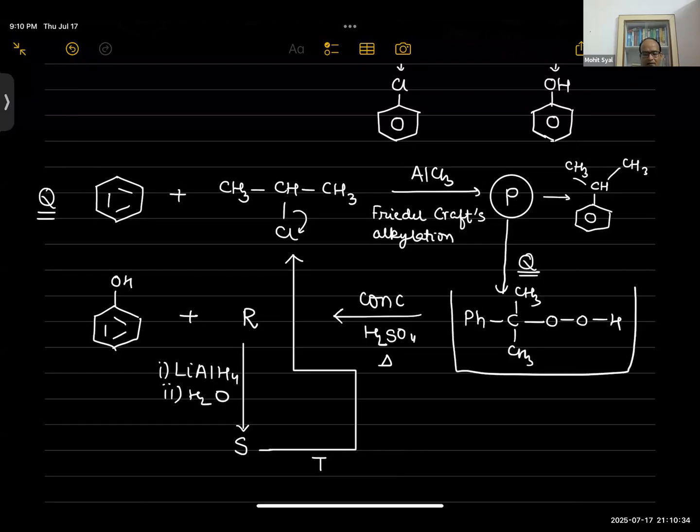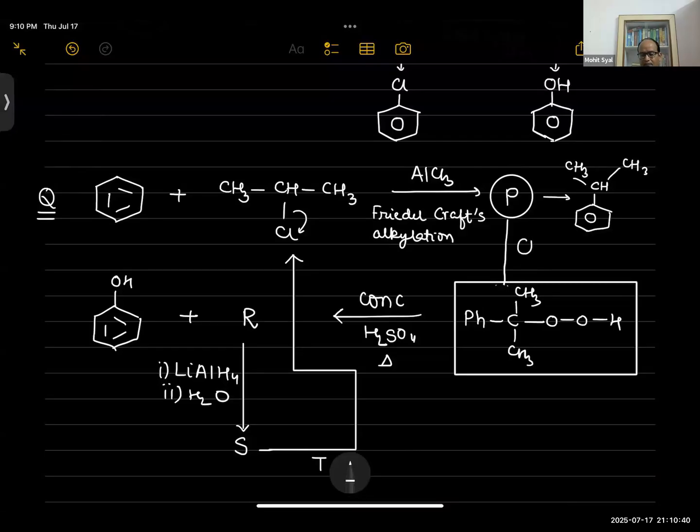This is very easy. So what is the structure of Q? What is this reagent Q? Yeah, very simple. This is oxygen, O2. So Q is O2 in the presence of heat or light, you can write h nu. This cumene will get converted to cumene hydroperoxide. And with concentrated H2SO4, you are going to get two things, R and phenol.